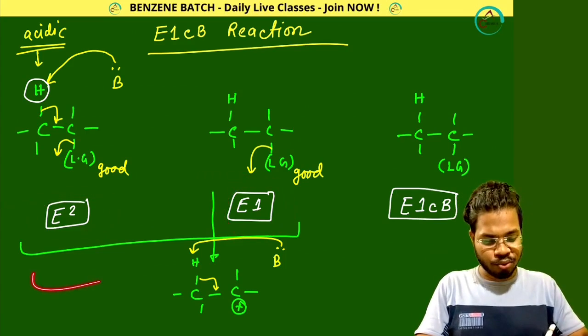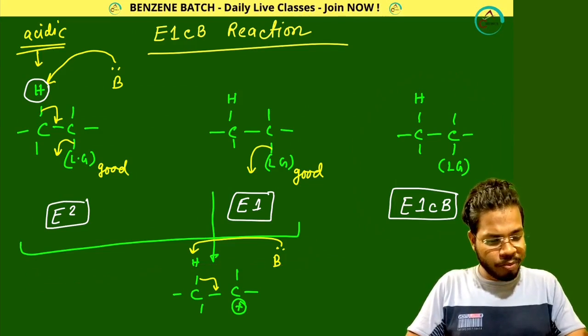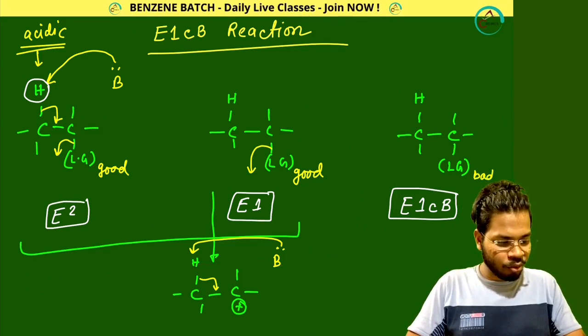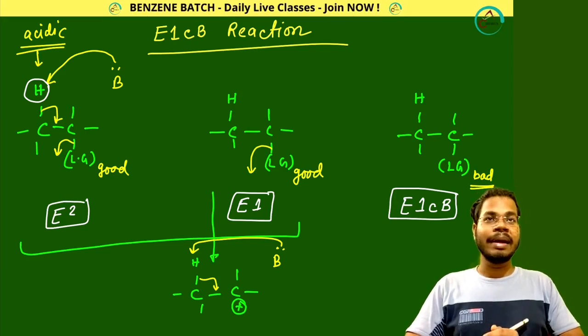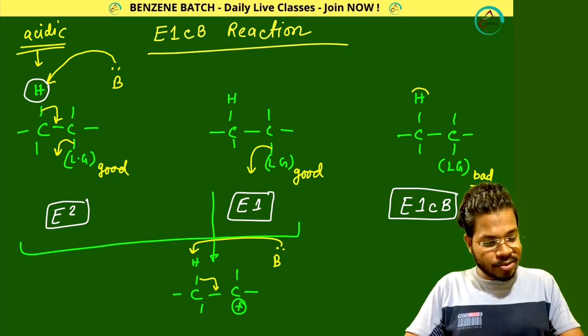You knew these two. But what about this E1cB? In case of E1cB, this leaving group is actually a very bad leaving group. That is the main issue with E1cB. Not only that, this hydrogen is a very acidic hydrogen.